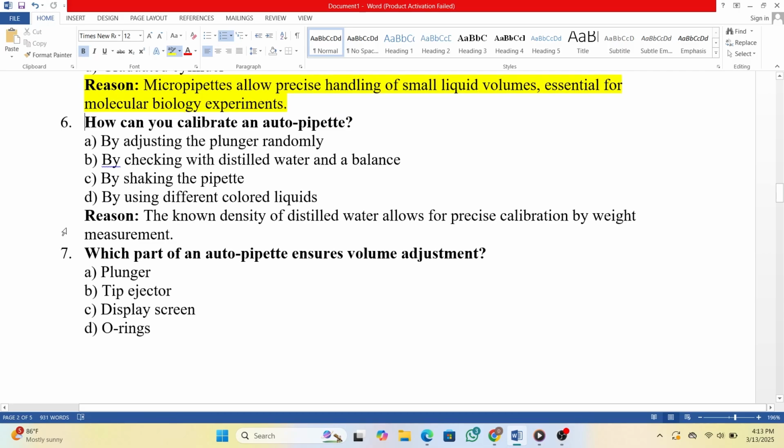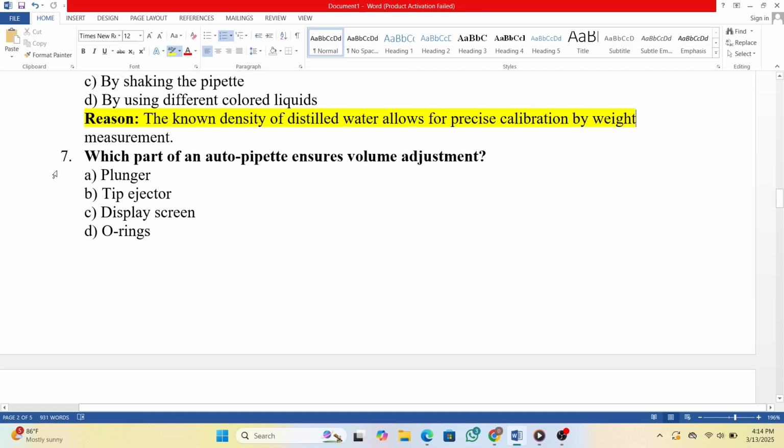6. How can you calibrate an auto-pipette? A. By adjusting the plunger randomly. B. By checking with distilled water and a balance. C. By shaking the pipette. D. By using different colored liquids. Answer: B. By checking with distilled water and a balance. Reason: the known density of distilled water allows for precise calibration by weight measurement.